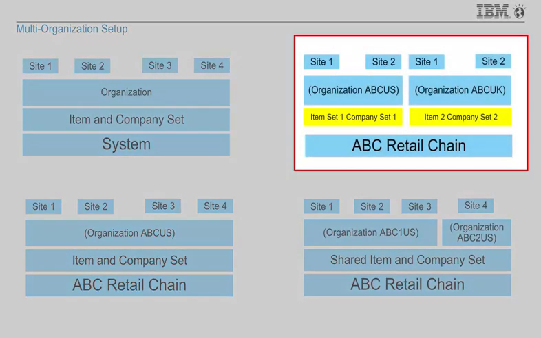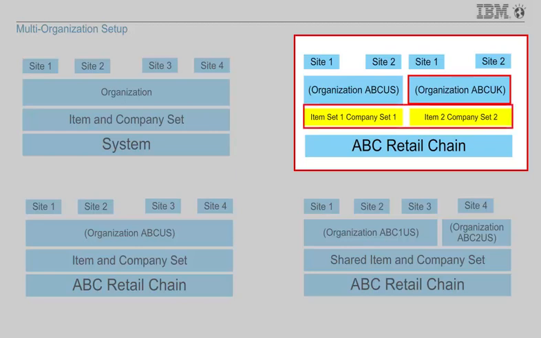In the next example, we have a retail chain with stores operating in the United Kingdom. Due to legal requirements, a separate chart of accounts must be maintained for accounting purposes and reporting in British pounds. The chart of accounts and currency would require a separate organization to be created. There is also the potential of legal requirements to source products locally, which may drive different item and company sets.